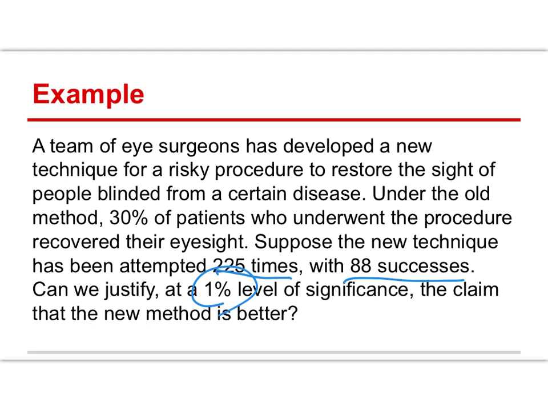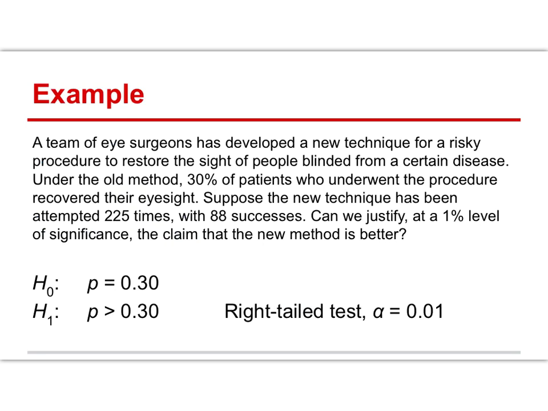Well, be aware that the p that we are targeting is the 30%. So our null hypothesis will be that p equal to 0.30, that there has been no change. The alternate hypothesis is that there is a change, and specifically that the change is for the better. So our alternate hypothesis is that p is greater than 0.30. Since this is a greater than statement for the alternate hypothesis, this is a right-tailed test.